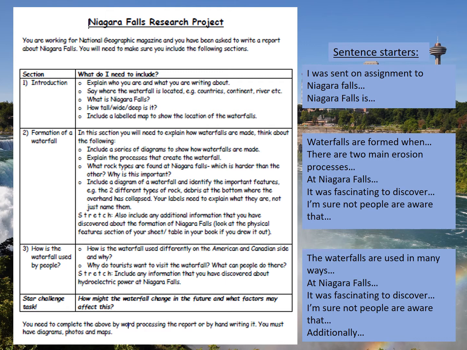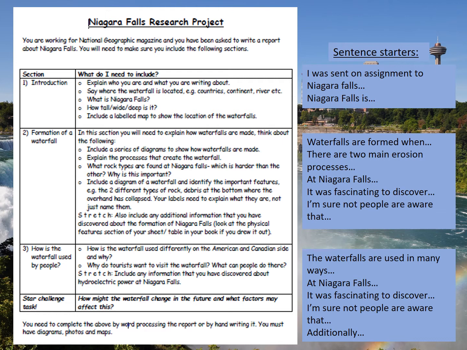There's some sentence starters on the screen on the right hand side that you might find useful. You don't have to use them, but if you're stuck and you're struggling to work out how to begin your sentence or your paragraph, have a look at these sentence starters to guide you through writing up your research.